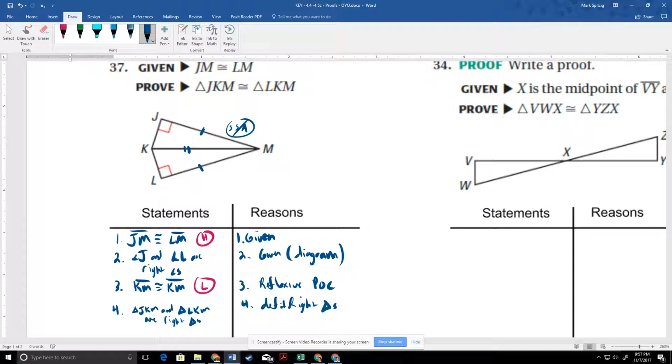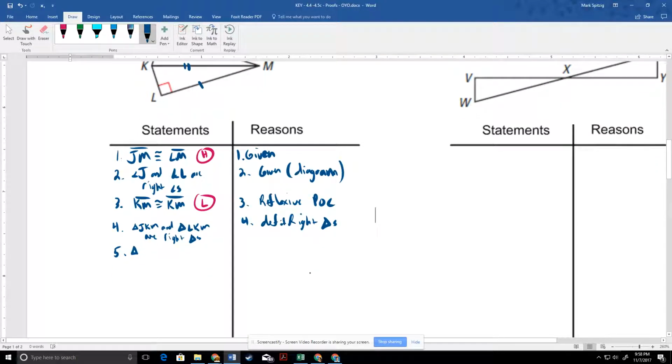The definition of a right triangle says they have a right angle. And I said, look, they have a right angle. That was given. So now they're right triangles. Cool. So then finally, step 5 would be that triangle JKM is congruent to triangle LKM. And we already said the reason: it's HL congruence. And that was the fact that they're right triangles.